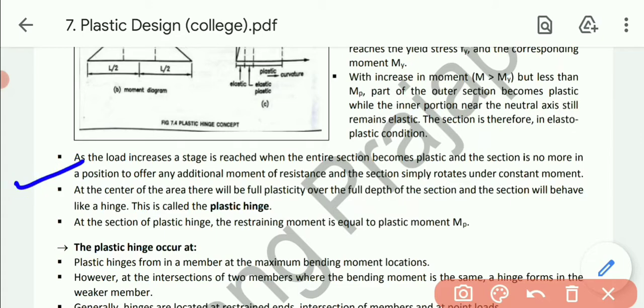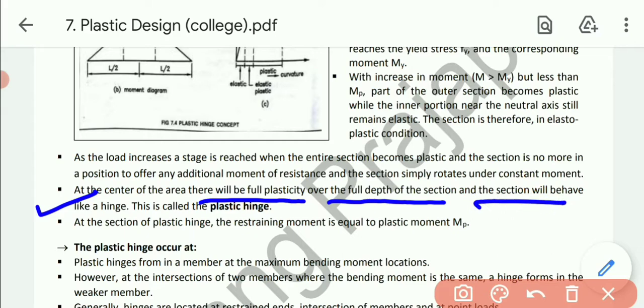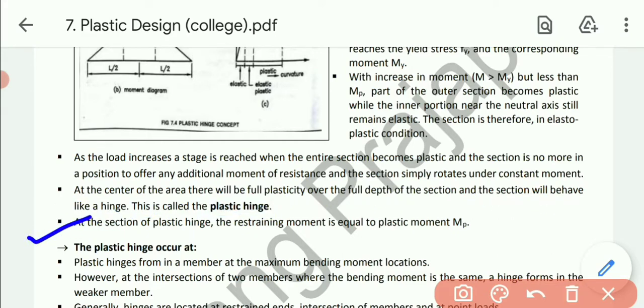Then as the load increases, a stage is reached when the entire section becomes fully plastic and the section is no more in a position to offer any additional moment of resistance, and the section simply rotates under the constant moment. At the center of the area there will be full plasticity over the full depth of the section, and the section will behave like a hinge. This is called the plastic hinge. At the section of the plastic hinge, the restraining moment is equal to Mp.